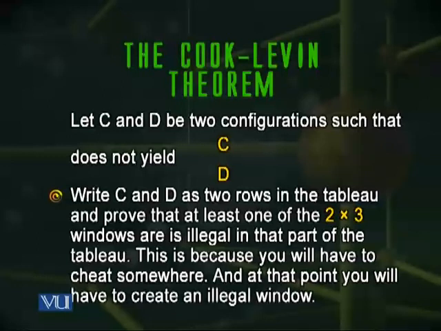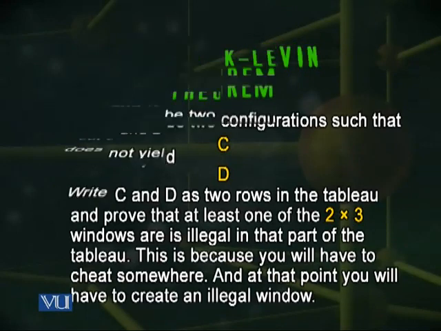Why is that? Suppose you have a configuration C and then you write down another configuration D, and C does not yield D. Well, that would mean in order to write down D, you will have to cheat somewhere. You will have to violate the transition function of the Turing machine M or do something which is not allowed. As soon as you try to do that, you will create an illegal window. Thus, if I insist that all the windows should be legal, then D must follow from C.